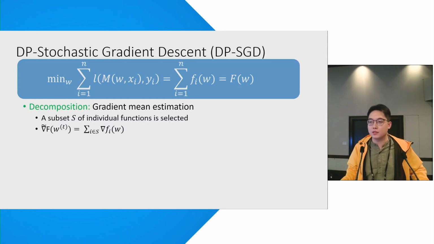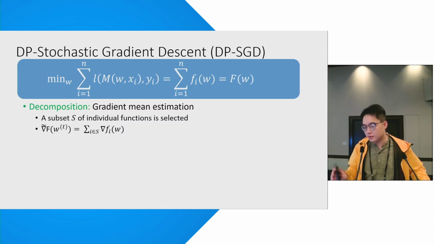DPSGD is basically the workhorse for privacy-preserving learning. It doesn't require any assumptions on either your training data or your training model. But unfortunately, we still don't know what exactly the sensitivity of SGD is. So we need to decompose SGD. We view SGD as an adaptive gradient mean estimation. Every iteration, we sample a subset of samples to calculate their per-sample gradients and aggregate them.